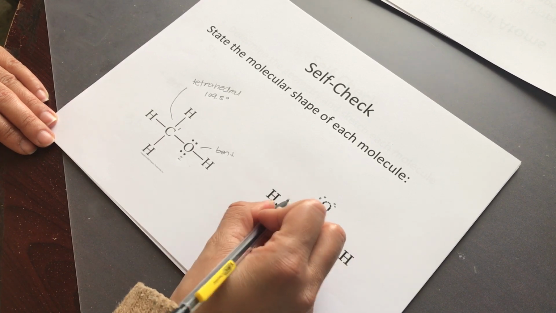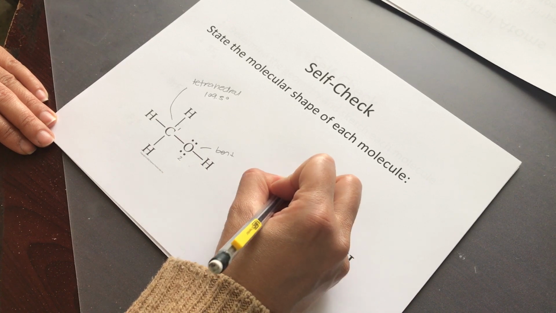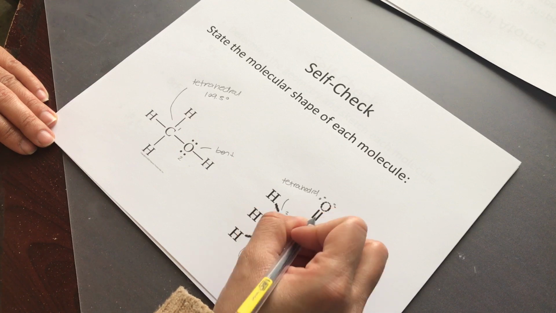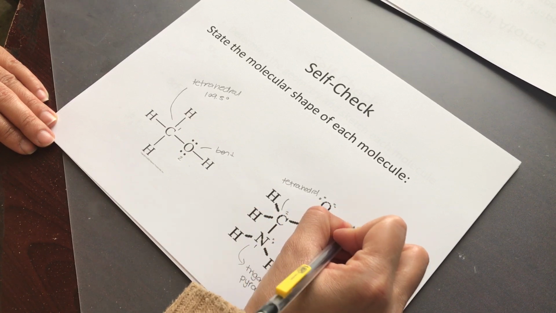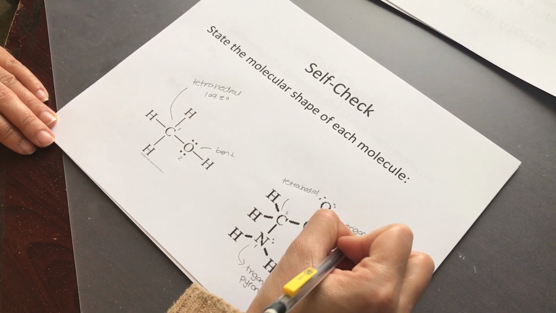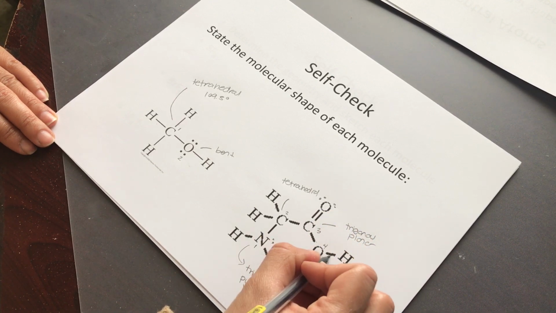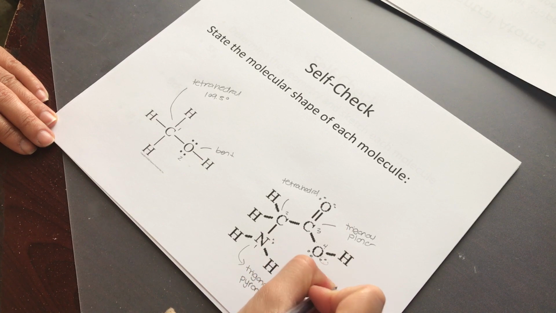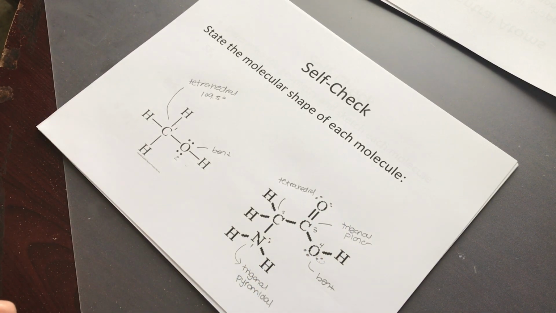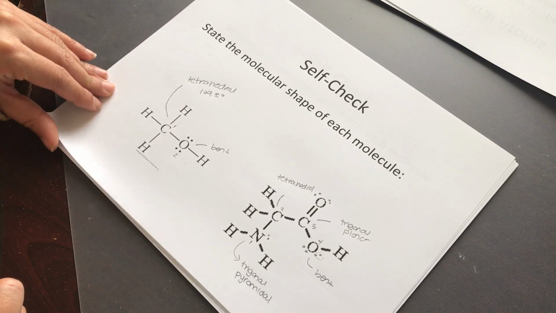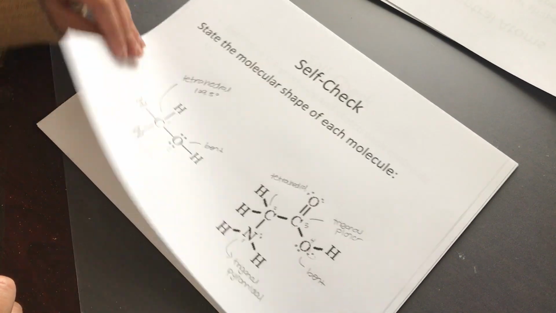1, 2, 3, 4. 4 electron groups, no lone pairs, tetrahedral. 1, 2, 3 electron groups, trigonal planar. 1, 2, 3, 4 groups total, 2 of them are bonds, 2 are lone pairs, bent. So you find out which atoms will affect the shape, and then you assign the shape of them individually to all central atoms.